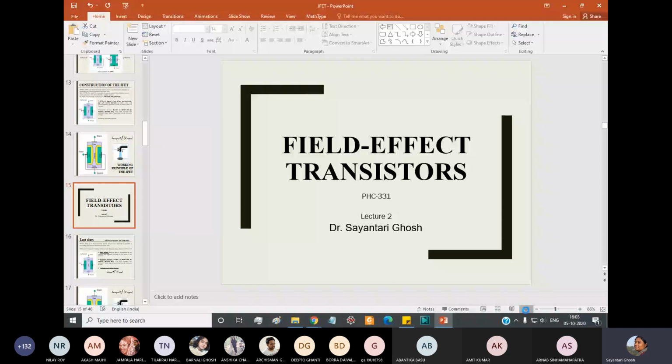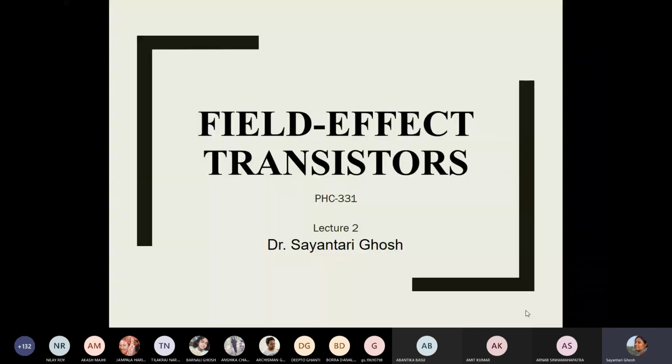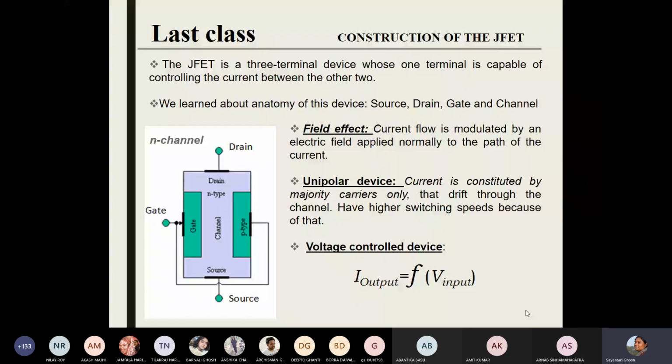So just for a quick recap of whatever we did in the last class. We were talking about field effect transistors, and the first thing we learned was the effect called field effect. Field effect is basically when you modulate the properties of a current flow path by applying a voltage. Suppose a current is flowing in one path and you apply a voltage, usually perpendicular to it, and you change some properties like conductance or resistance of that particular path. So we call that field effect.